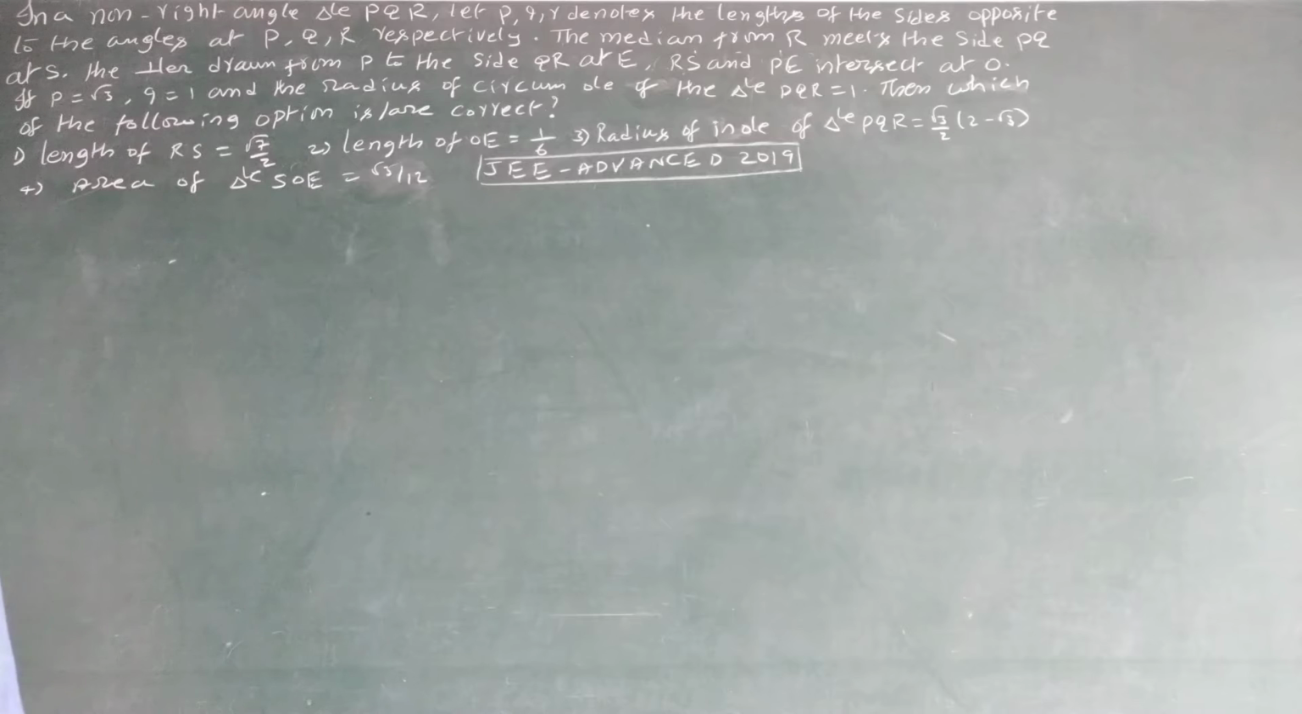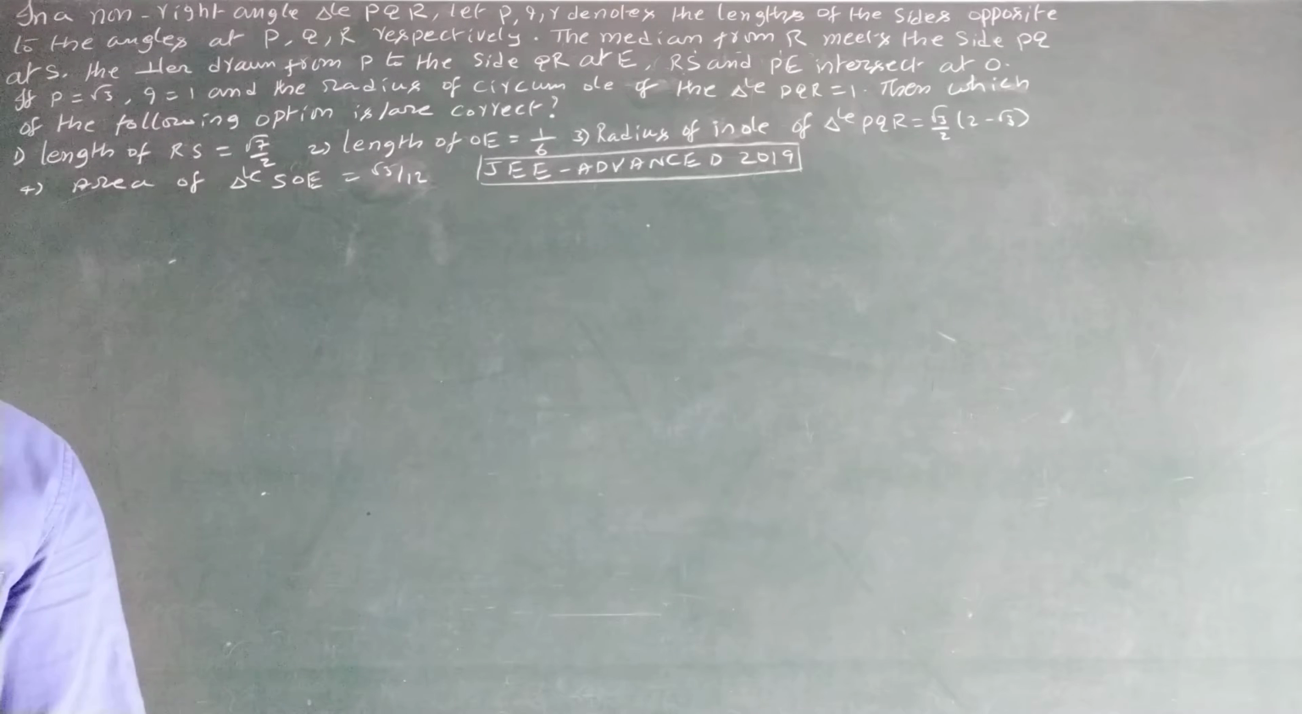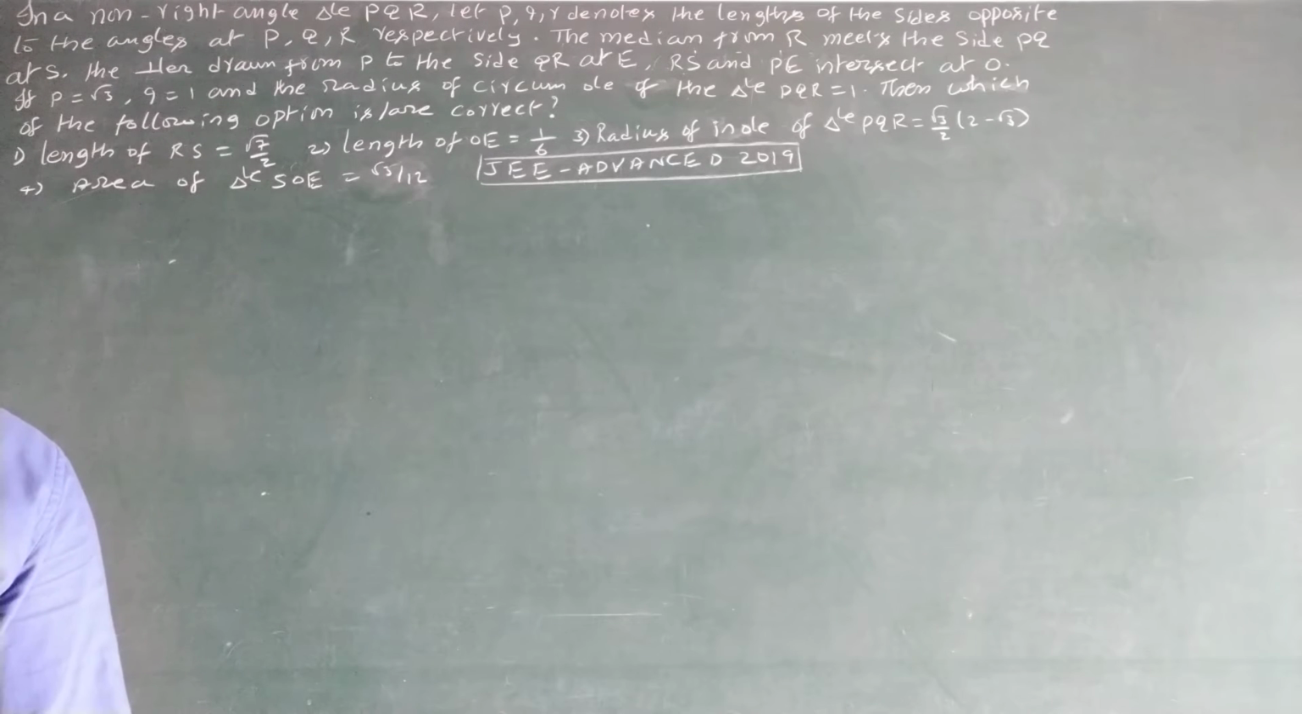And RS and PE intersect at O. If small p is equal to root 3 and q is equal to 1, and the radius of the circumcircle of the triangle PQR is equal to 1, then which of the following options are correct? The first option, length of RS is equal to root 7 by 2.